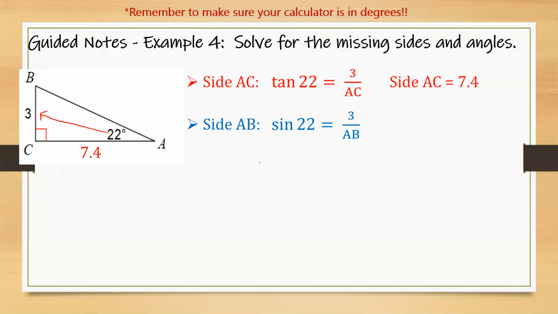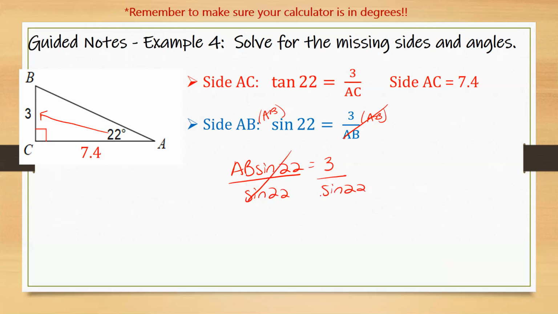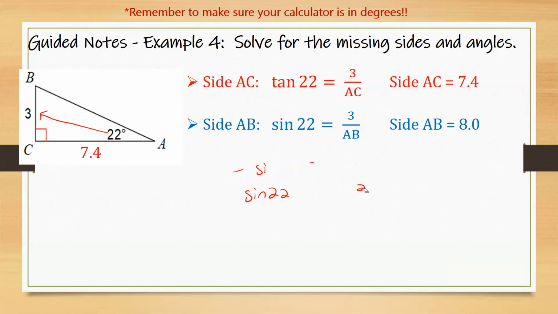So again, just like what we did above, I'm going to multiply both sides by AB. That cancels out. And I have AB sine of 22 is equal to 3. I'm going to divide both sides by sine of 22 and cancel those out. And so I know AB is equal to 3 divided by sine of 22. And this is going to give you 8. It's really 8.0. So now we know, let me erase my work so we have a little bit more space. Now we know that the other side length is 8.